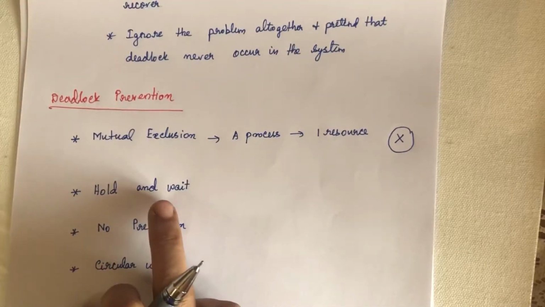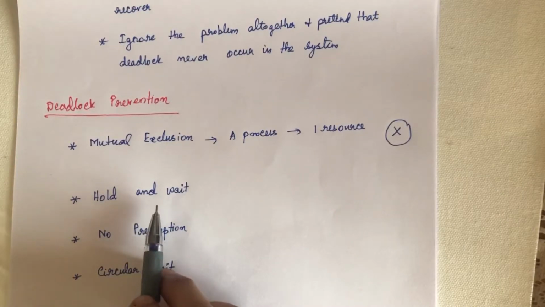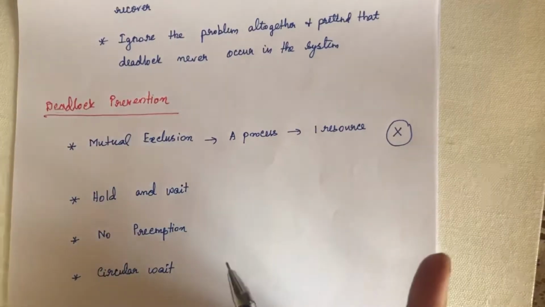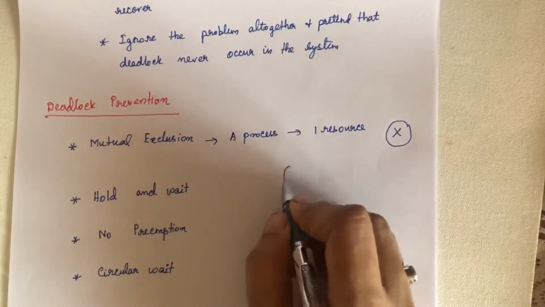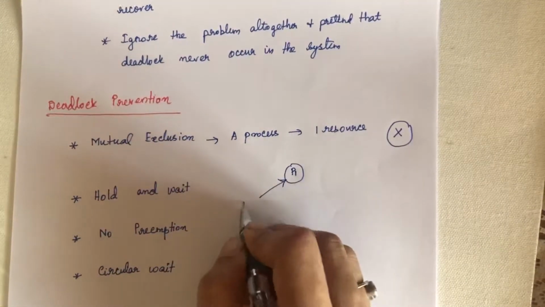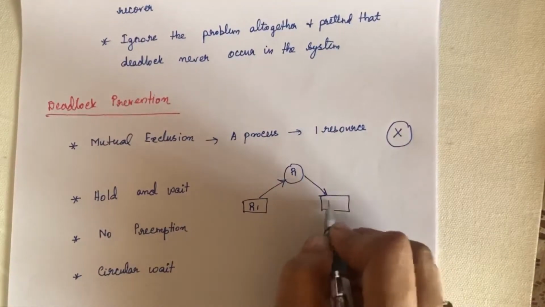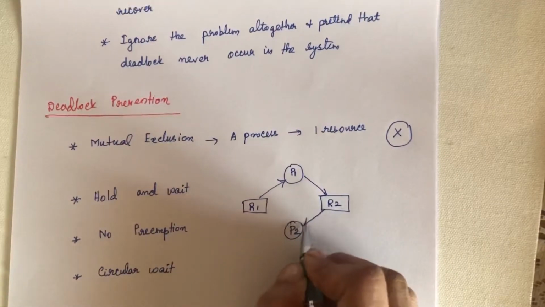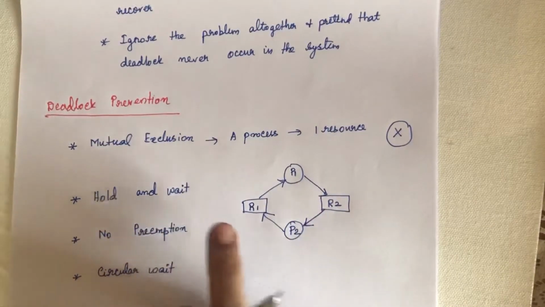Coming to hold and wait. In the hold and wait condition, a process is holding one resource and waiting for another resource. We'll take the same example. Here the process P1 is holding the resource R1 and it is waiting for some other resource called R2. Likewise, process P2 is holding the resource R2 and it is waiting for R1. So this is hold and wait.